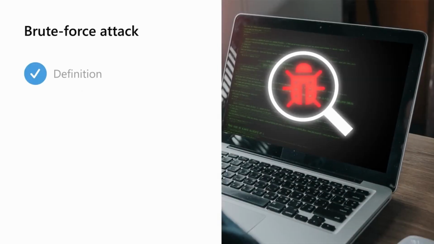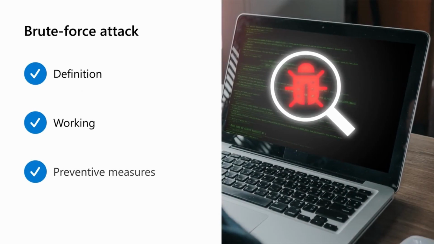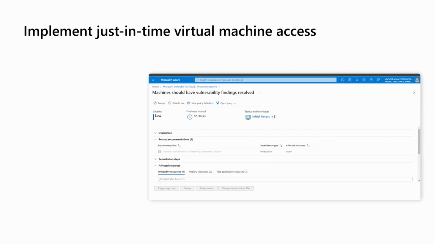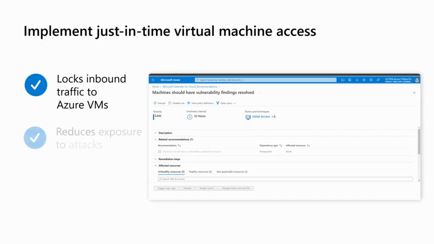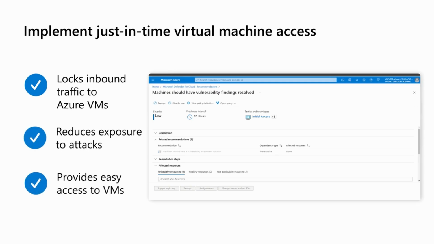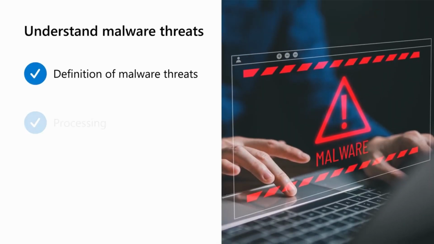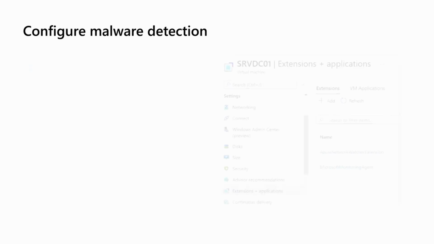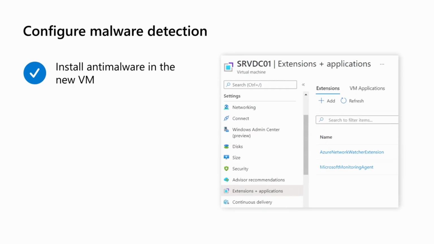Then you came across the theory of brute force attack, how it works, and what the preventive measures are. While implementing just-in-time virtual machine access, you learned that it locks inbound traffic to Azure Virtual Machines, or Azure VMs, reduces exposure to attacks, and provides easy access to VMs when needed. Then you learned the theory of malware threats, how they come, and how to prevent them. You also explored steps to configure malware detection by logging into the Azure portal, going to Microsoft Defender, installing anti-malware in a new VM, and adding it as an extension once it gets deployed.